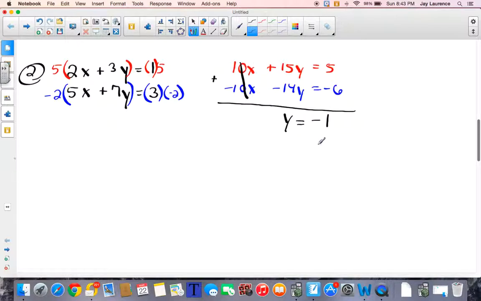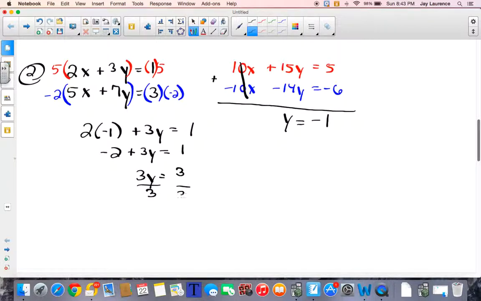Now, I still have only found y. I got to go back and find x. Now, I have a choice. I can use either of these equations, or I can use one of the original. I'm going to go ahead and use the original. I'm going to use the first one. So I'm going to get -2 plus 3y equals 1. And I'm going to add 2 to both sides, and 3y will get me 3. And then dividing by 3 on both sides, I will get y equals 1.